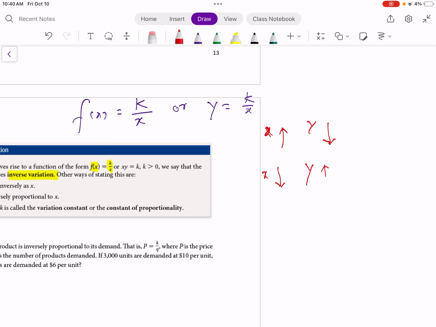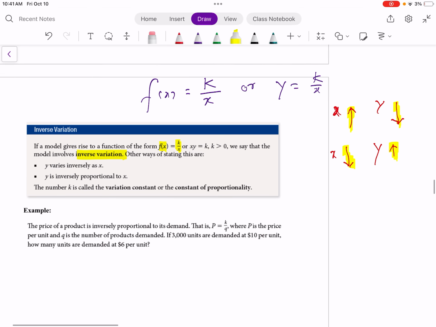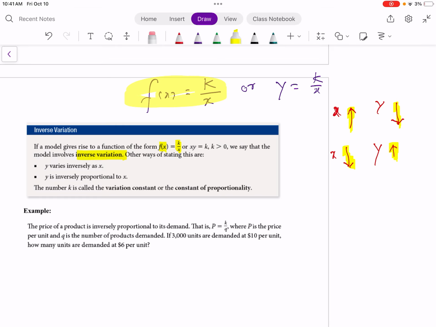Okay, so in direct variation, if x increases, y also increases. If x decreases, y also decreases. But in inverse variation, it's the opposite. If our x increases, y decreases. If our x decreases, y increases. And this is how we write our inverse variation, where k is a variation constant or constant of proportionality.